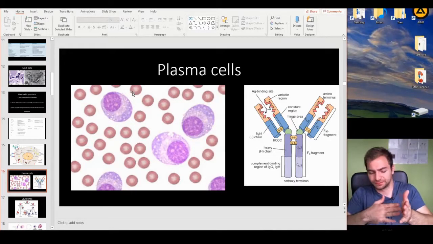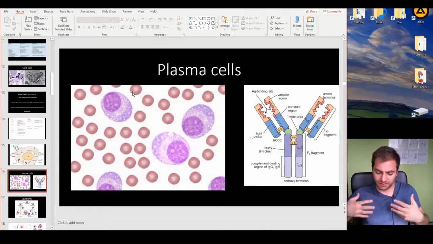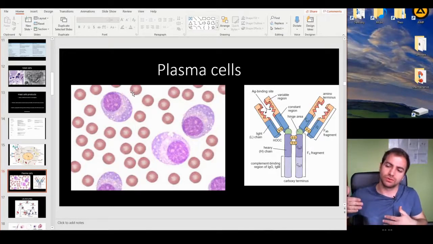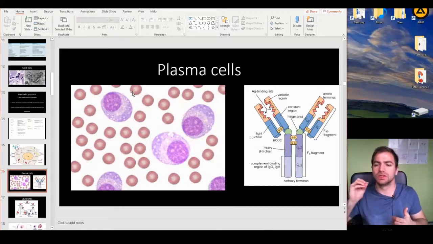Of course, any molecule that is seen as foreign from the human body is considered to be an antigen. So whenever there's an antigen placed in the human body, there's a whole immune reaction, the adaptive immune reaction, which is going to produce specific and special antibodies against this one unique antigen.